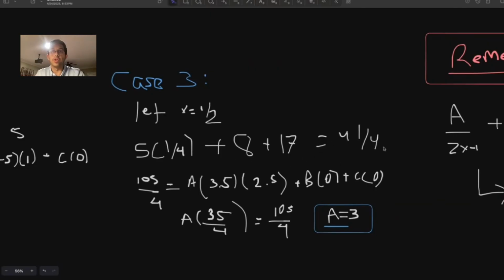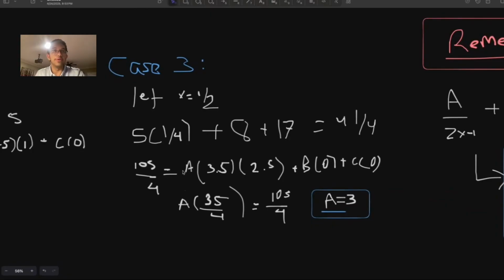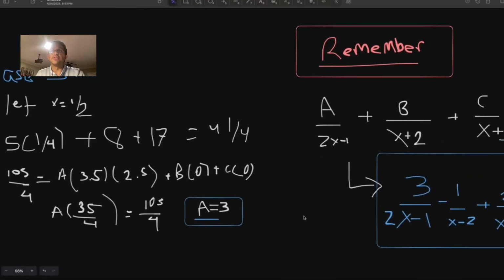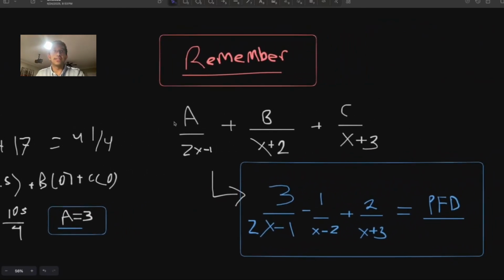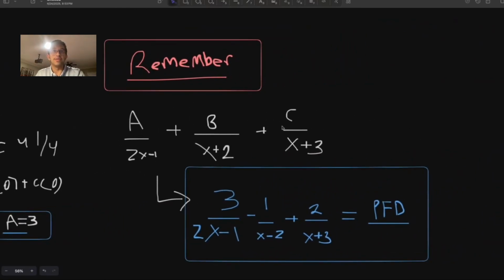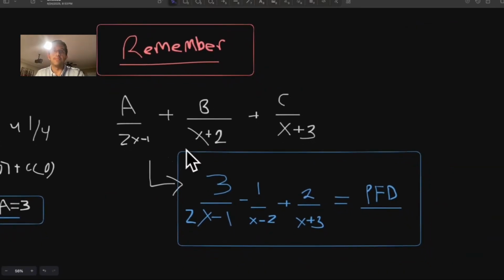Again, we plug in 1/2 squared into the 5x squared plus 16x plus 17 term. Over here, we get 41 over 4. And then these two, b times 0 plus c times 0, they all cancel out. So we're left with 105 over 4 equals a times 35 over 4. A is 3. So putting this all together, this is our original expression right here, a over 2x minus 1 plus b over x plus 2 and c over x plus 3. We plug in the values, and this is the partial fraction decomposition right here.